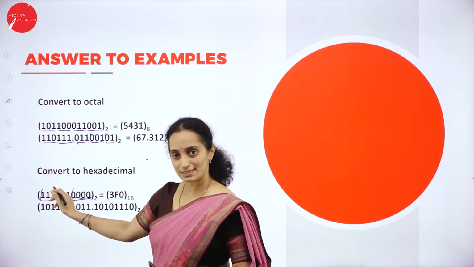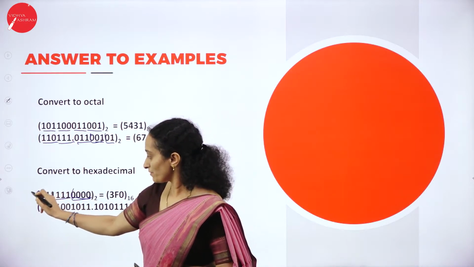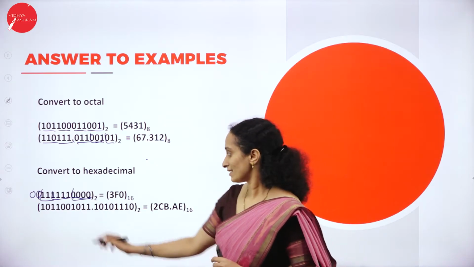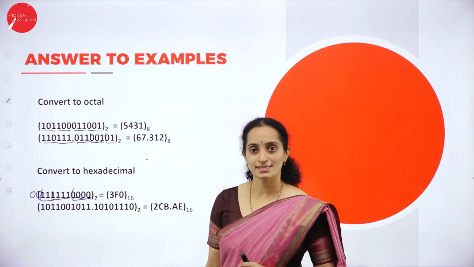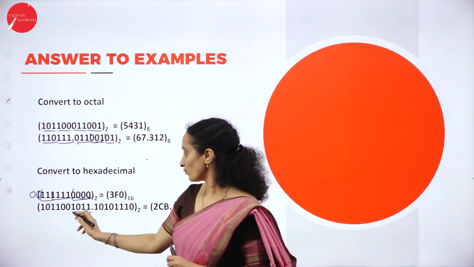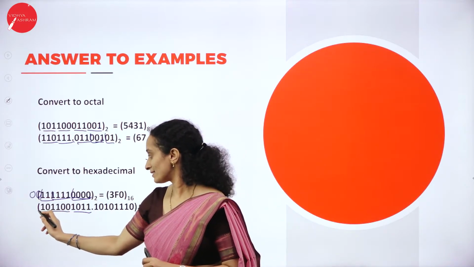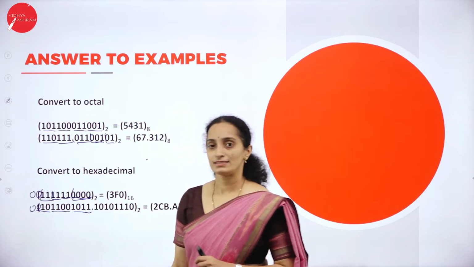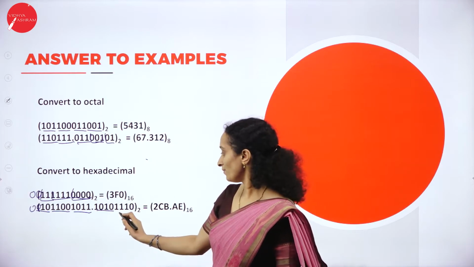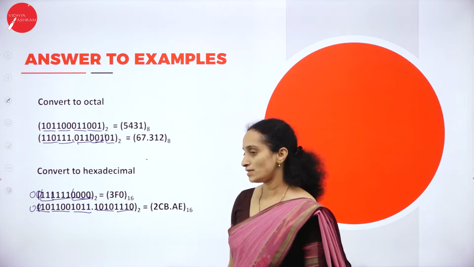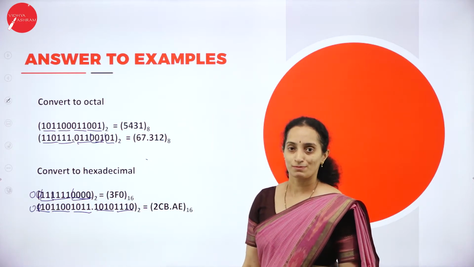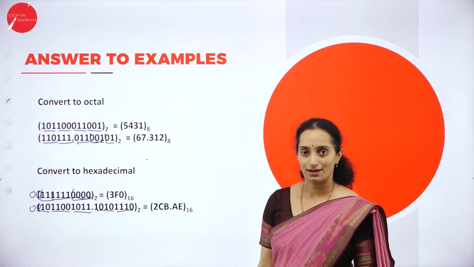Since only 2 digits are there, you can have a prefix of 2 zeros to make it a group of 4 digits. 0, 0, 1, 1 represents 3. In the same way, here also make the group of 4 digits, add zeros as a prefix: 1, 0, 1, 0 and 1, 1, 1, 0. So, this can be represented in hexadecimal form in this way.